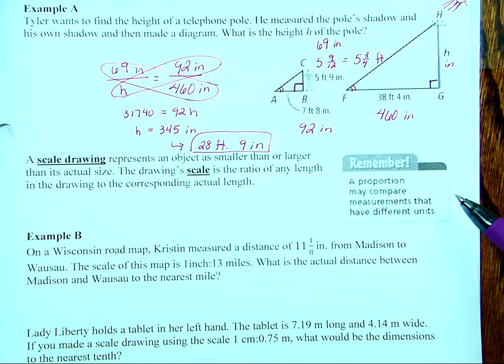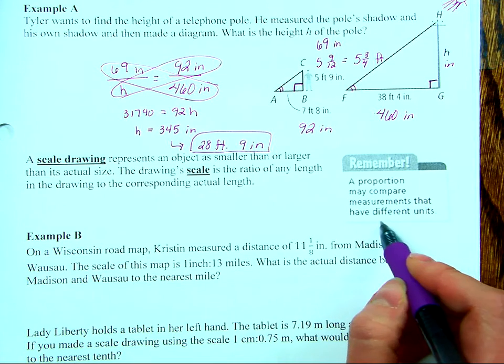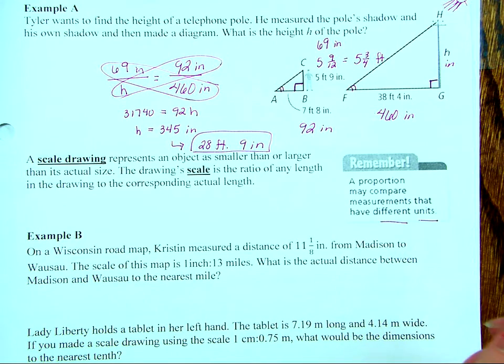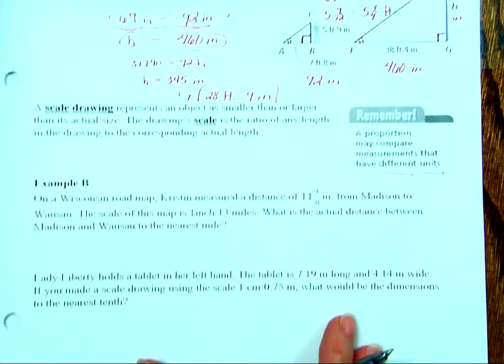Over here, there's a reminder that it says a proportion may compare measurements that have different units. And so you don't necessarily have to work with all centimeters or all meters when you work with your proportion. Let's take a look at example B, and I'll show you.